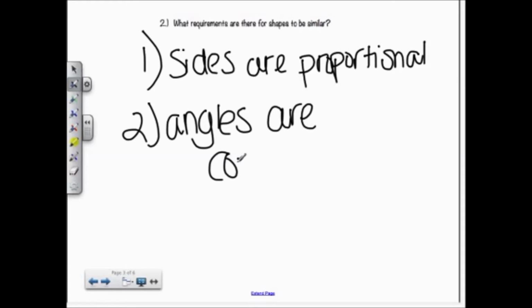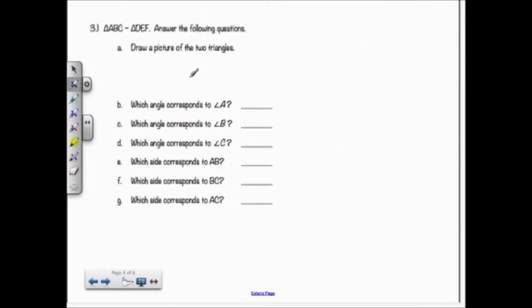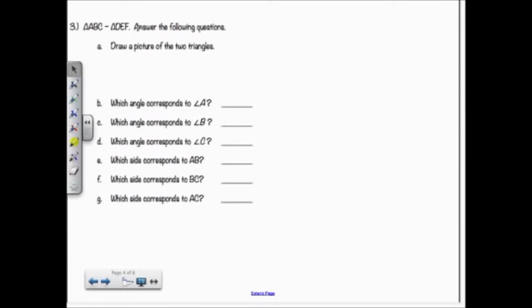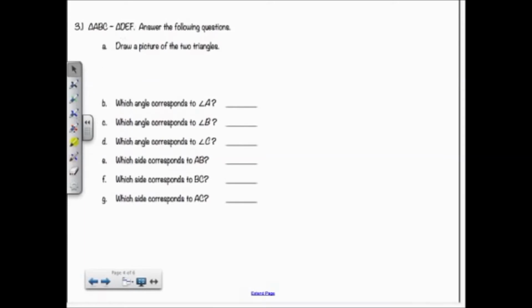All right, so let's go ahead and take a look at question number 3, and we will answer all the questions. Question number 3 says triangle ABC is similar to DEF. This symbol right here means that they are similar, just so that you know. The symbol for similar is just a squiggly line right here.